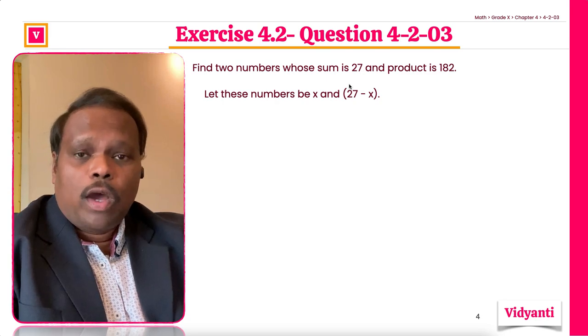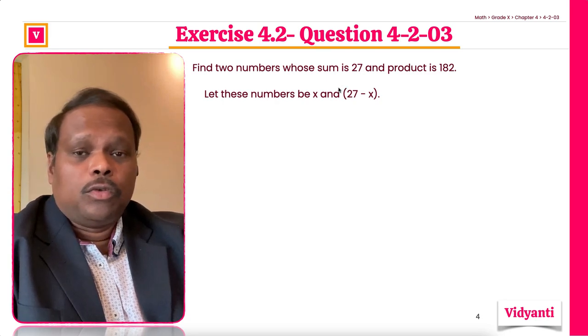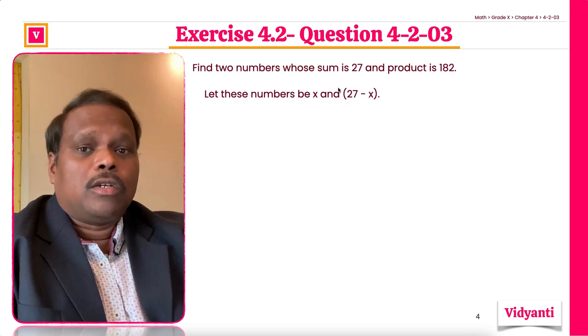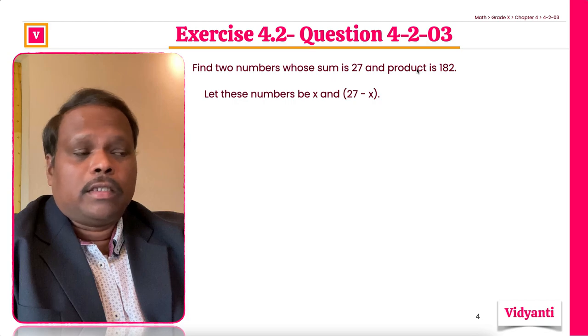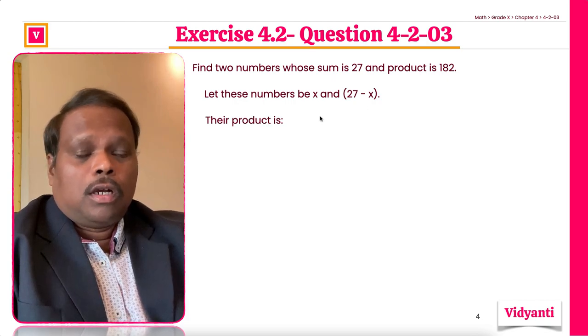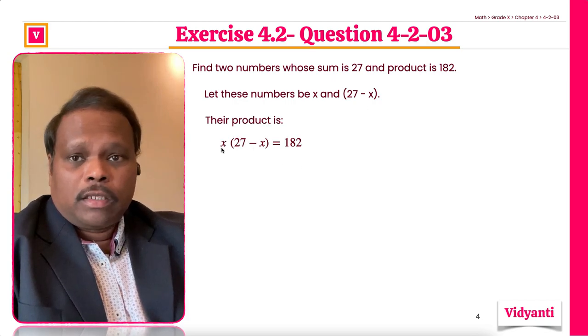So that means if one part is x, the second part is going to be the remainder, which is 27 minus x. Also, their product has been given as 182. That means their multiplication x times (27 minus x) is equal to 182.